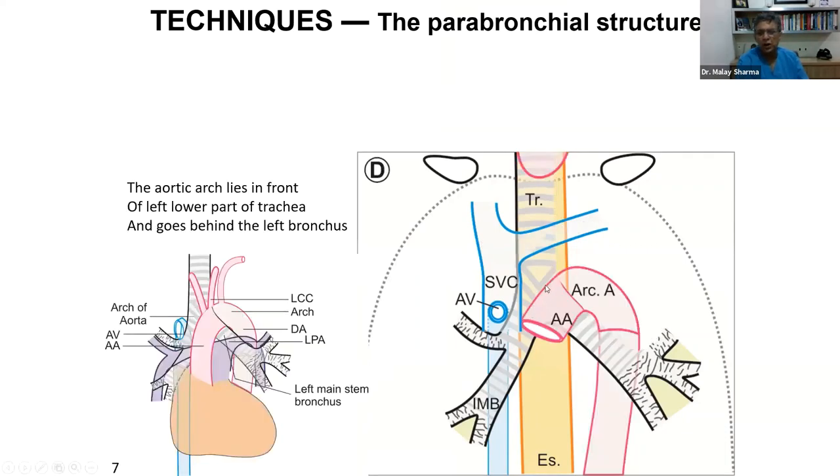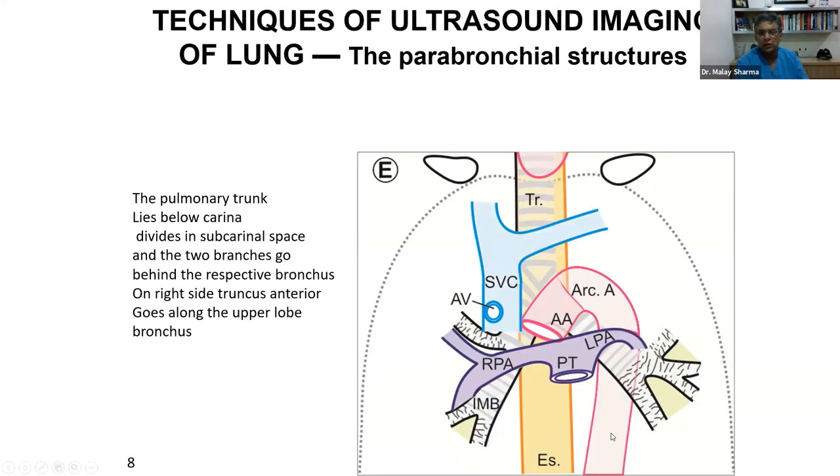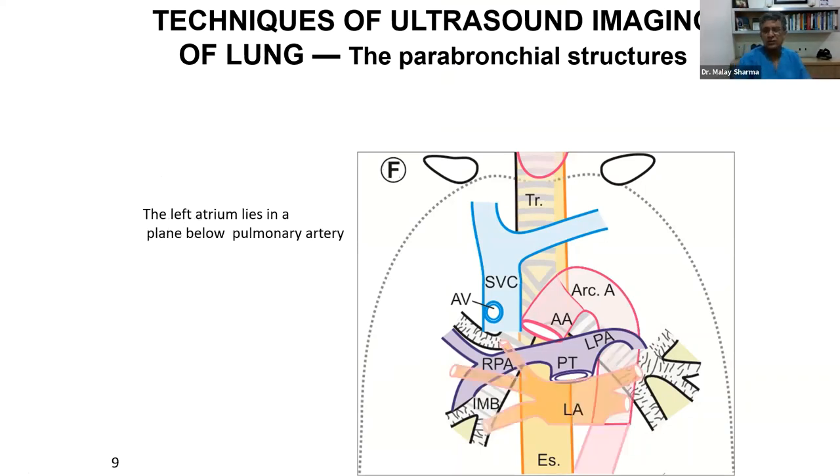The arch of aorta going up anterior to the left bronchus, going behind the left bronchus, then the pulmonary trunk lies below the arch. So God has made arteries always higher than the veins. So God has made the venous system, the left atrial venous system, below the pulmonary artery, as you can see.